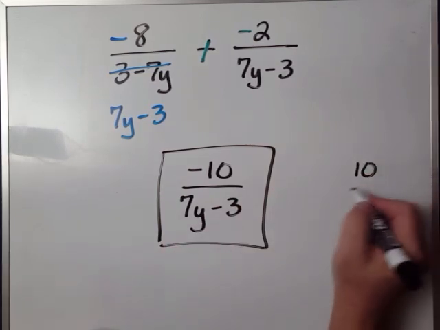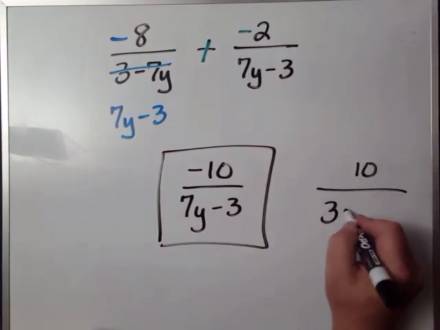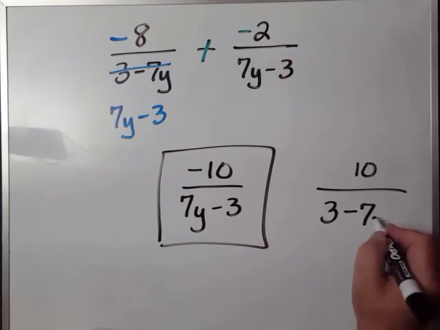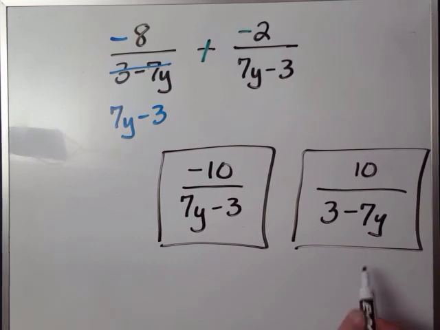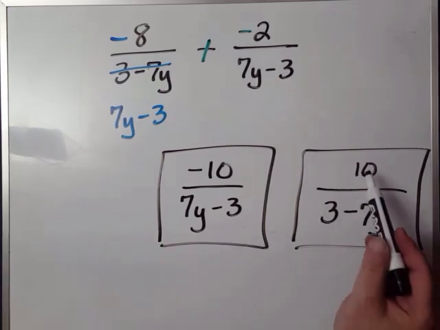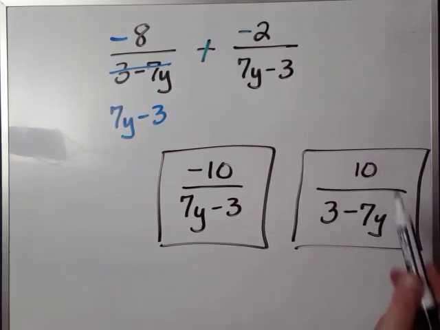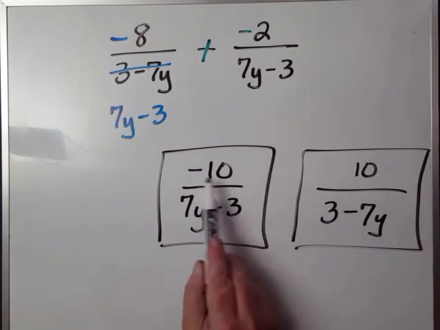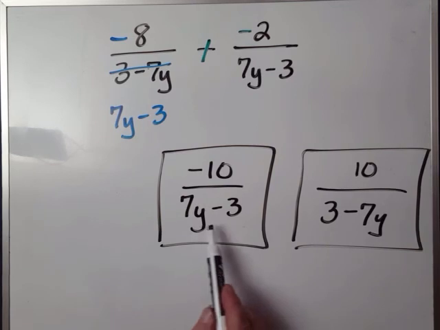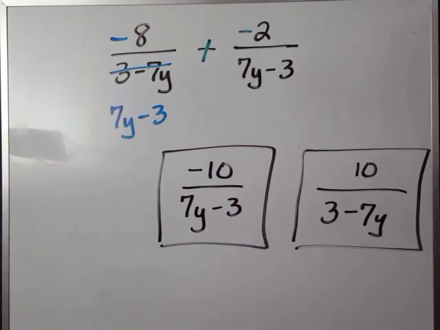A moment ago we got a positive 10 over 3 minus 7y. You should be able to recognize that that is equivalent. Just multiply the top and bottom by negative 1. Take the opposite of the top and bottom. That is equivalent to negative 10 over 7y minus the 3. How'd you do?